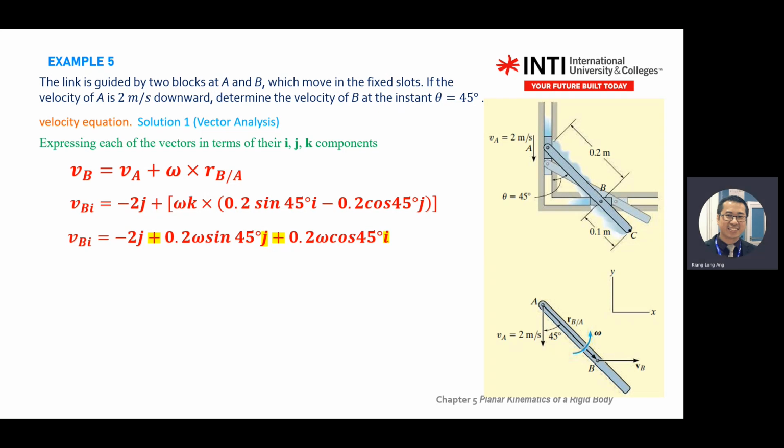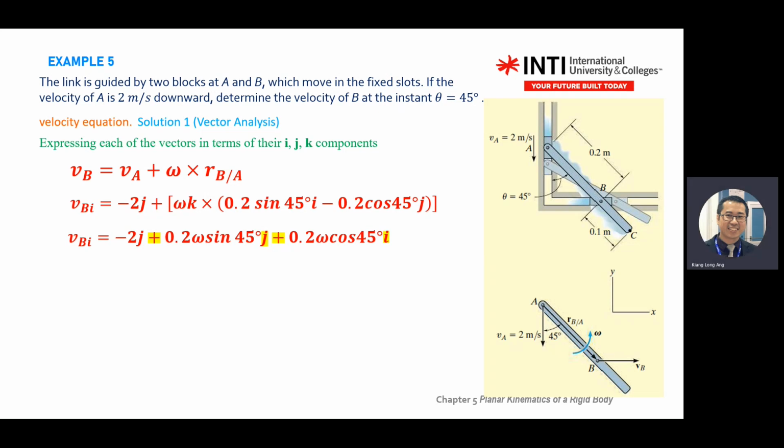So you group I with I, J with J. What is your component in J on the left side? You group I with I, J with J. In I, you have VB equal 0.2 cos 45. What about J? Yeah, you do grouping.